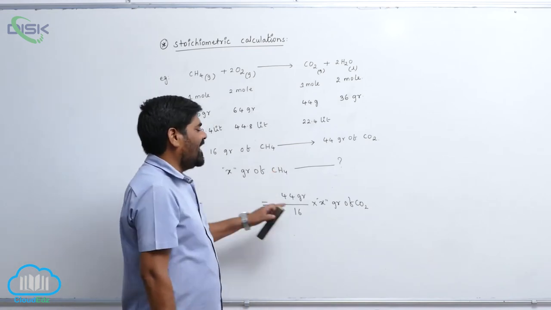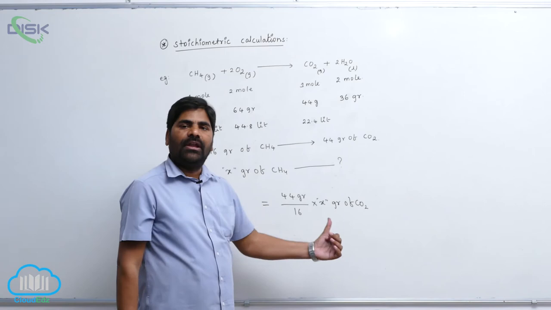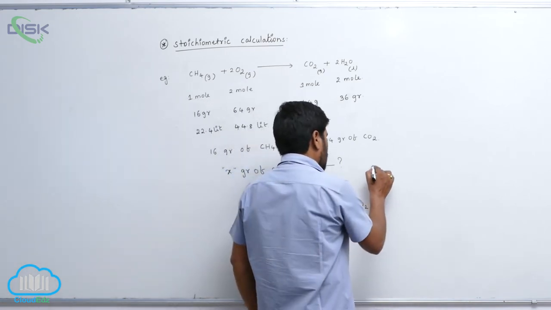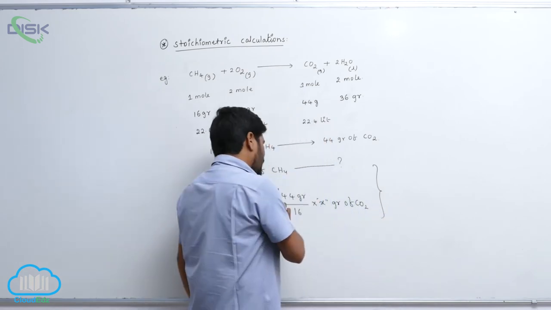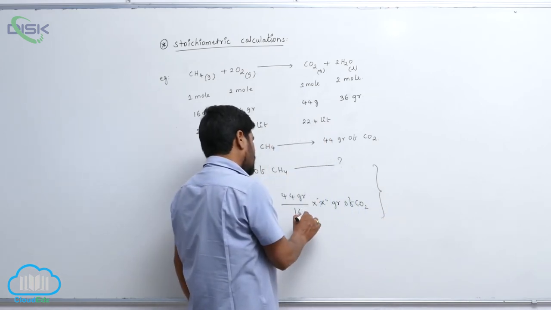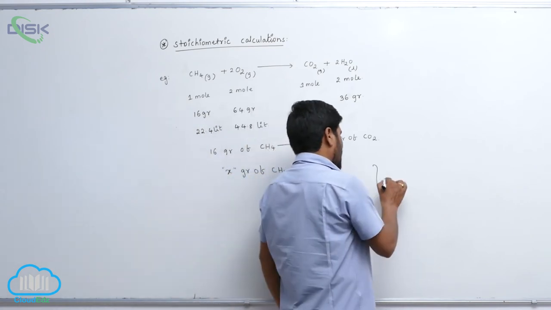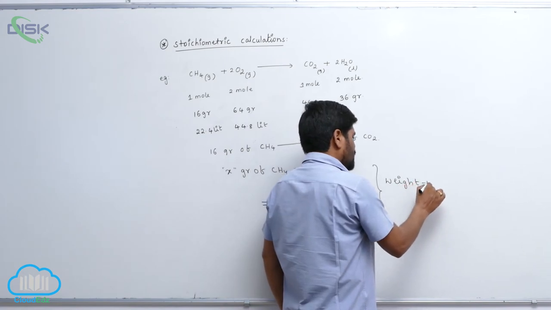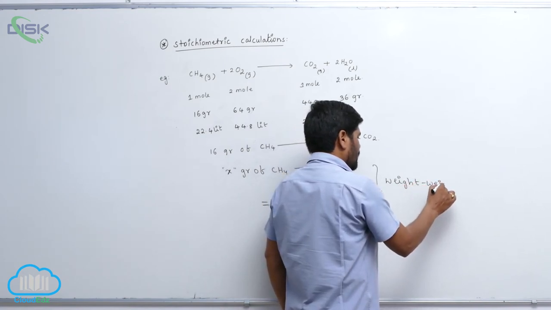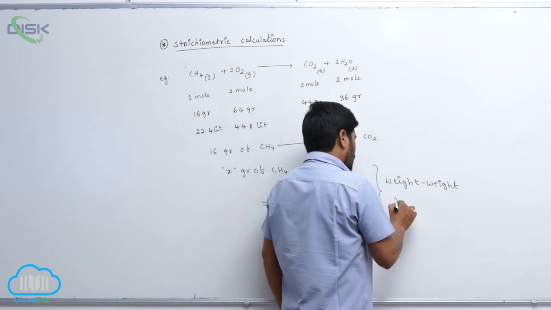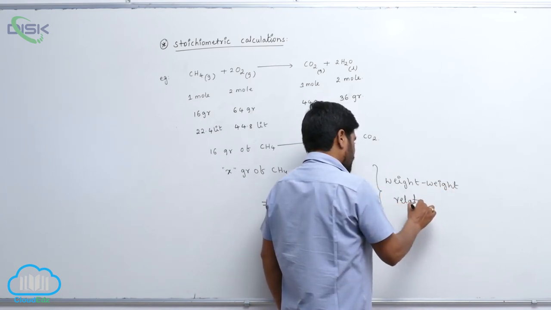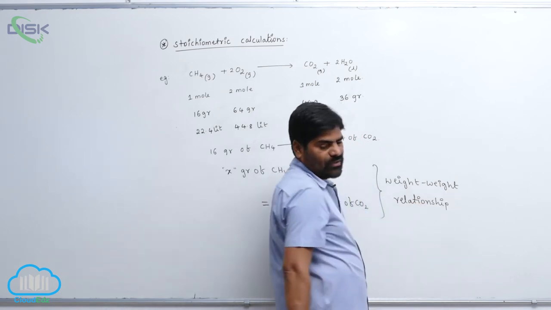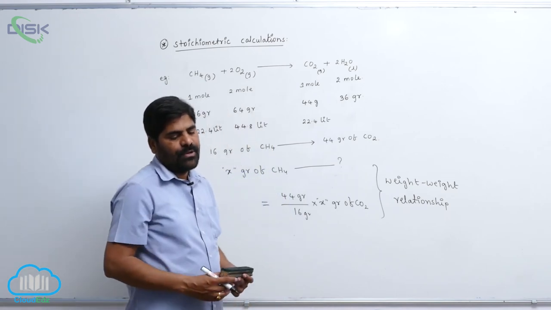So this particular relationship is known as what? Weight relationship. Because the above one is weight, the below one is also weight. So this is known as the weight relationship.